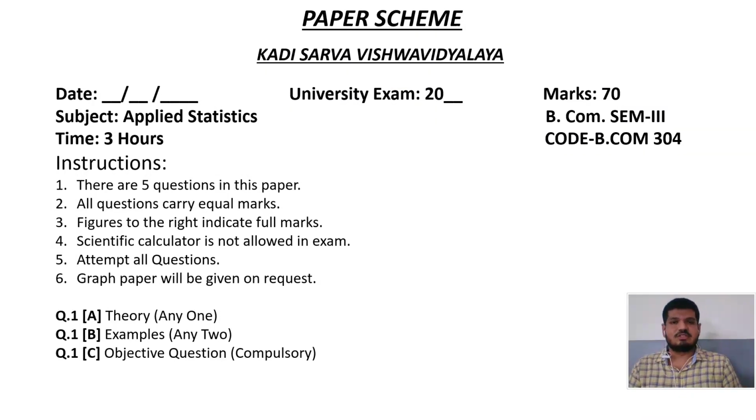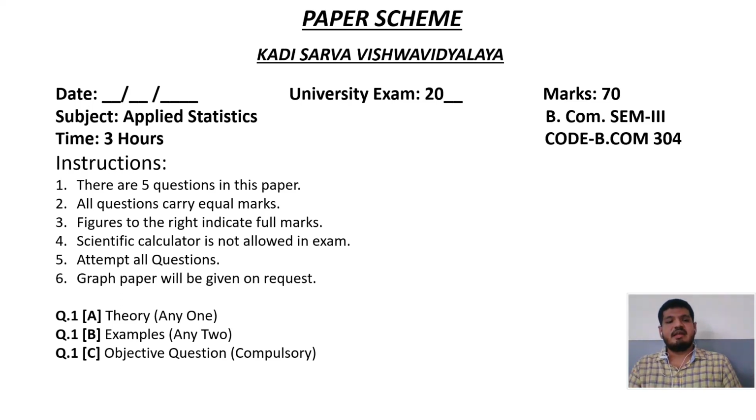Now we are done with the course. Now it's time for exam. So what is the paper scheme of this subject? This paper is divided into 5 questions. Each and every question is compulsory, you have to attend. Question 1 is of unit 1, question 2 is of unit 2, question 3 is of unit 3, question 4 is of unit 4, and question 5 is of unit 5. So all carries 70 marks.